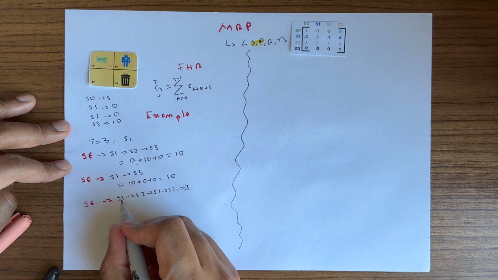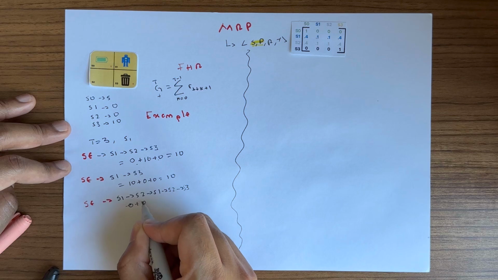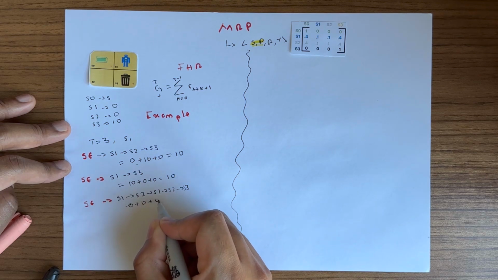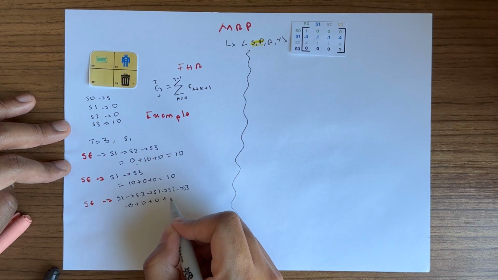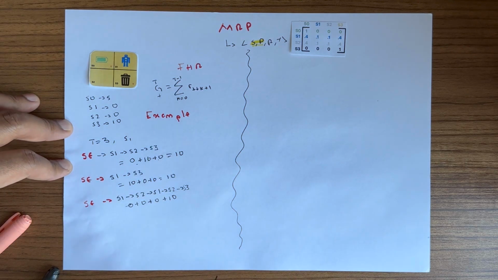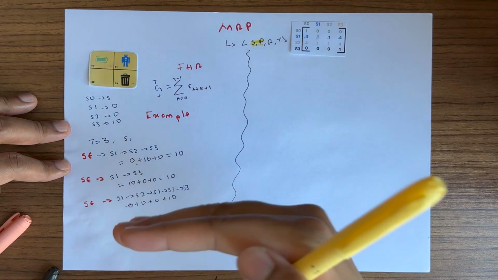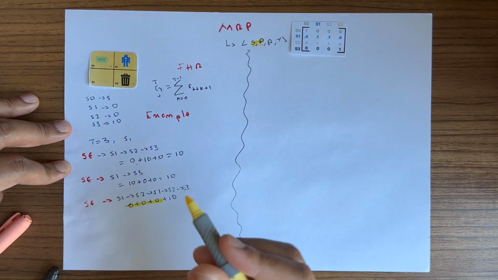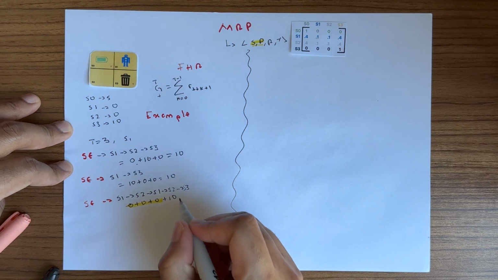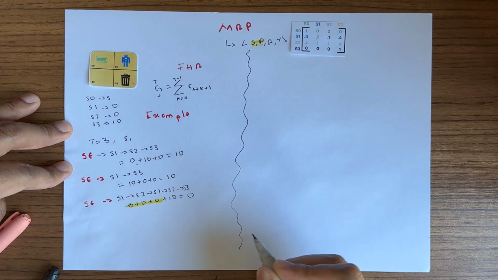Going from state 1 to state 2, it receives 0. Going back to state 1, plus 0. Going back to state 2, plus 0, reward of 0. State 2 to state 3 is 10. But remember, T is 3. All we care about is the next 3 time steps. So we are just going to take the first 3. That's all we care about. And the return is going to be 0.